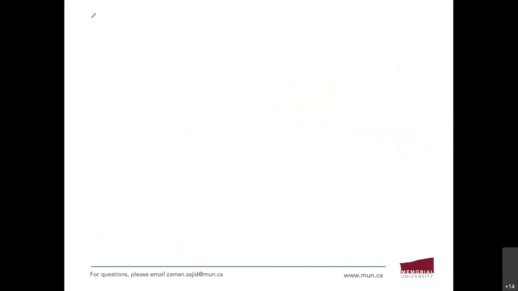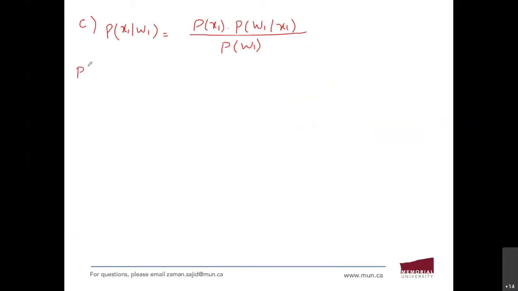Now, for the third objective, where we want to find out the probability of X1 given that W1, that is equal to, again, we will use the Bayes theorem. We have probability of X1 times probability of W given that X1 and divided by probability of W1. Now, these marginal probabilities we have already calculated. However, this term we will calculate using the forward analysis principles that we were using before.